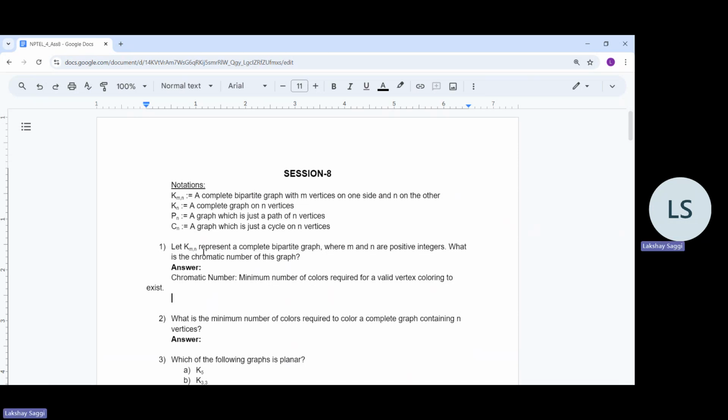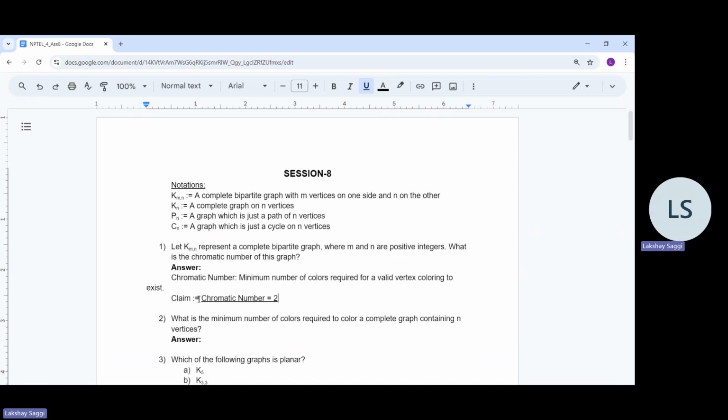Our answer here would be: K_{m,n} is a complete bipartite graph where m and n are positive integers. What's the chromatic number? For this, our claim will be that the chromatic number for this graph is nothing but equal to 2. And this will be our claim. And why will this be true?